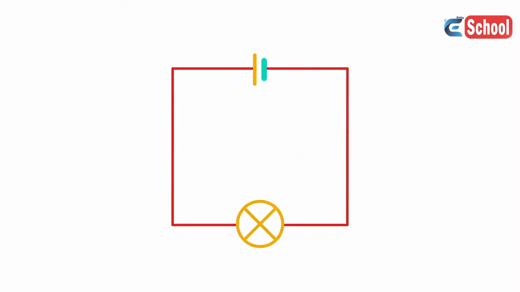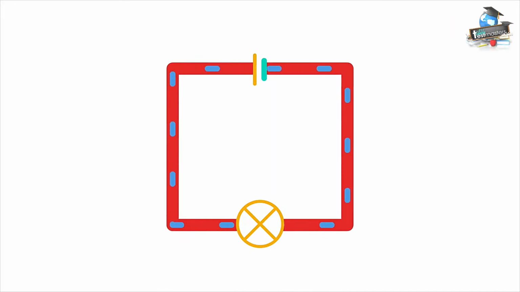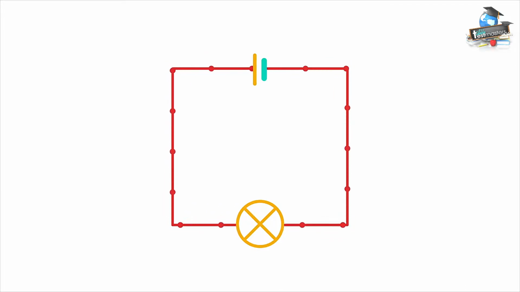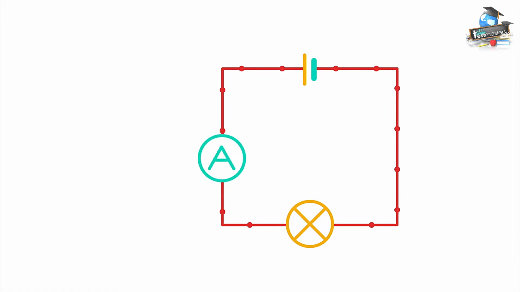We can also measure the current flowing through a circuit. In a wire, the current is the flow of negatively charged electrons. We can imagine it being like water flowing in a pipe, but instead of water, it's a flow of electric charge, which we measure in coulombs. So electric current is coulombs per second, or amps, measured using an ammeter, which must be connected in series.